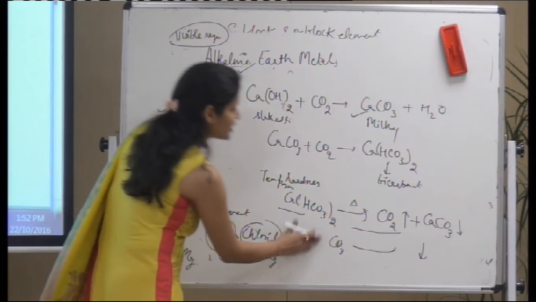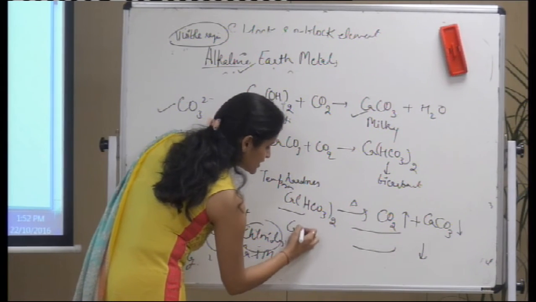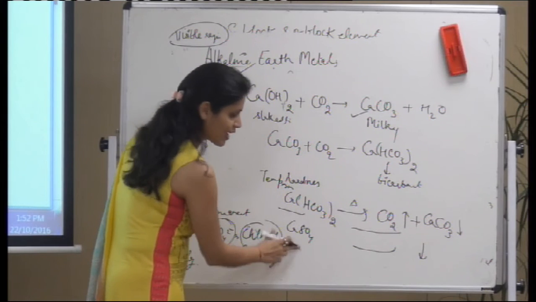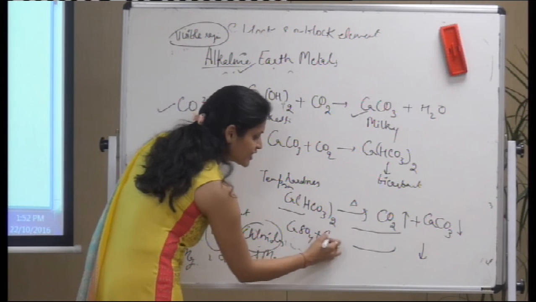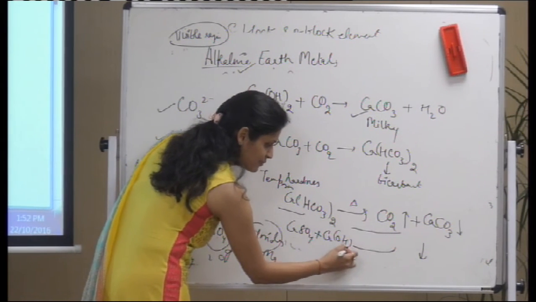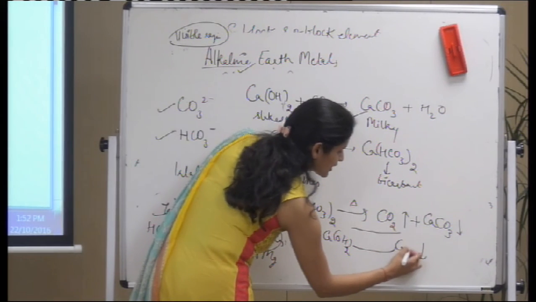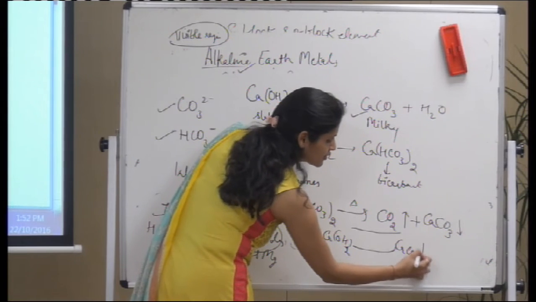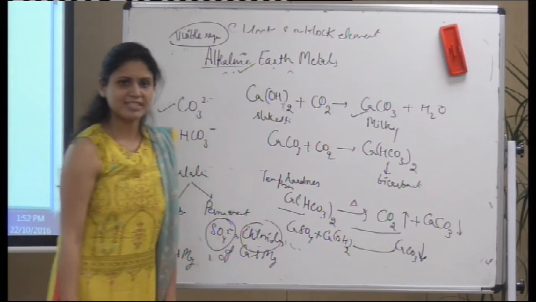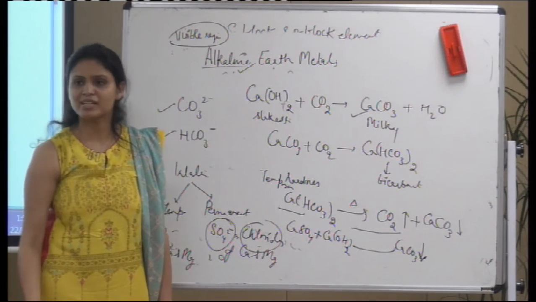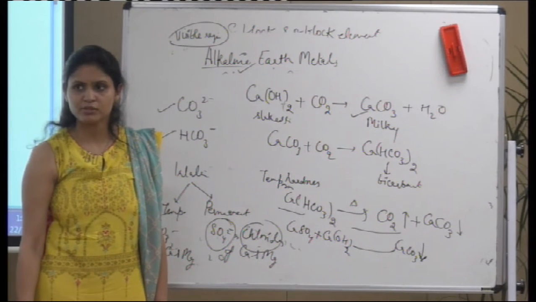If this is the water having calcium sulfate, if I treat it with slaked lime or calcium, it will form calcium carbonate, which I can take out. It will precipitate out as calcium carbonate, and hence the permanent hardness of water is also removed. Clear?